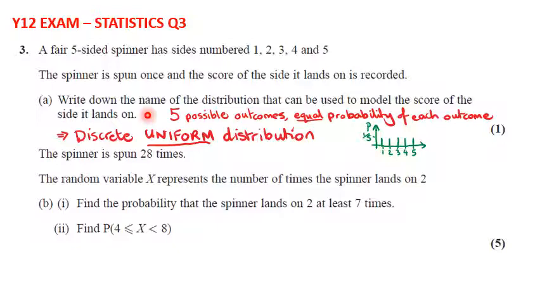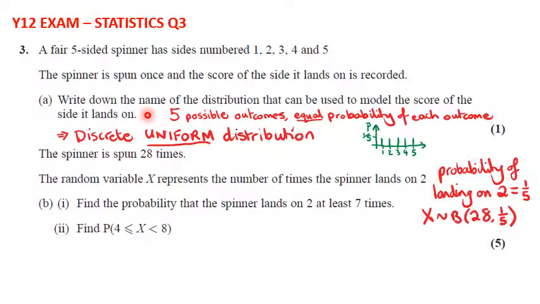Next part, the spinner is now spun 28 times. The random variable x represents the number of times it lands on 2. So here the probability that it lands on 2 is equal to 1/5. And we are in the binomial distribution now. It's spun 28 times.